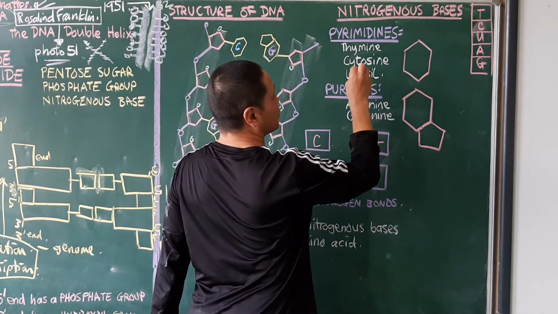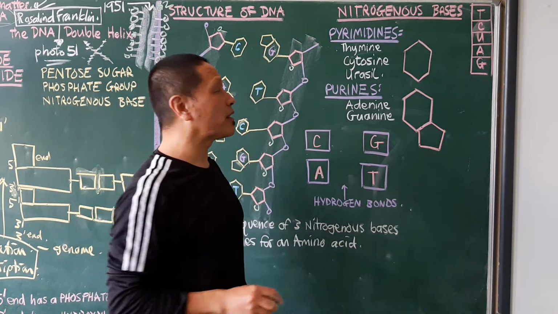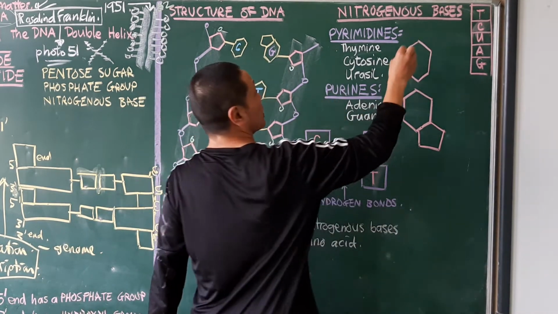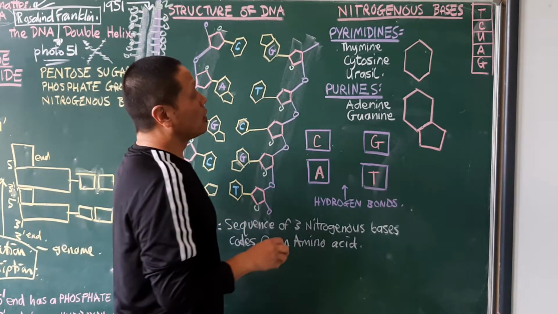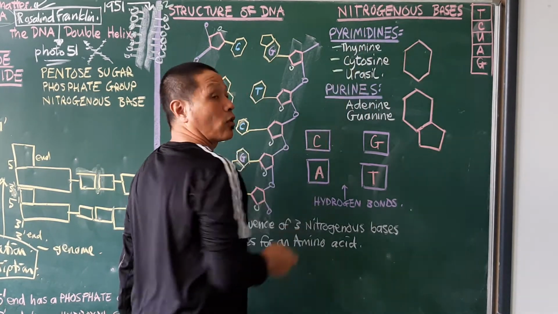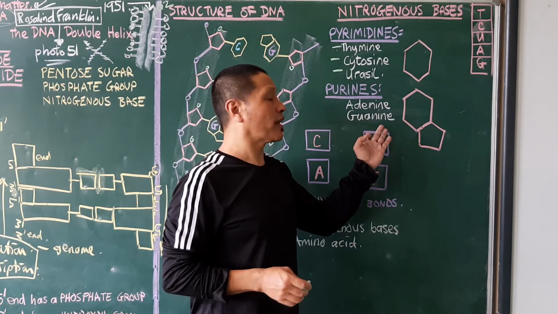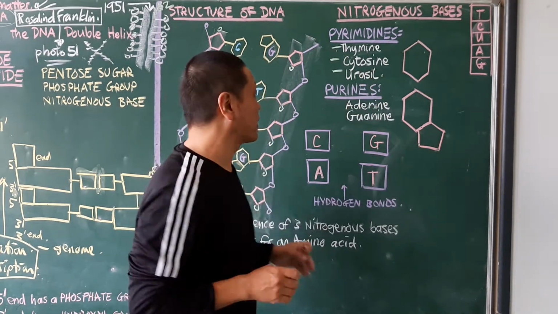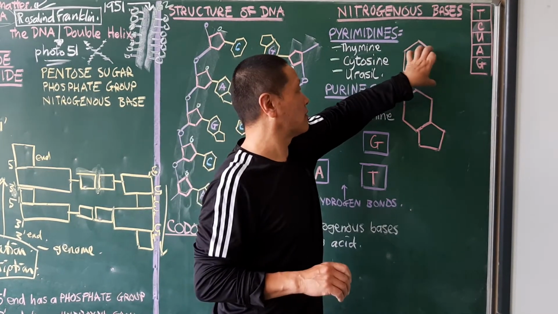Thymine, cytosine, uracil, they are pyrimidines. The important thing to remember here is they have a single ring, which of course has nitrogen. They have 3 nitrogens in that ring. These 3 have single rings, and they're called pyrimidines. And purines, adenine and guanine, have double rings. So that's the thing to remember: purines, 2 rings; pyrimidines, single ring.